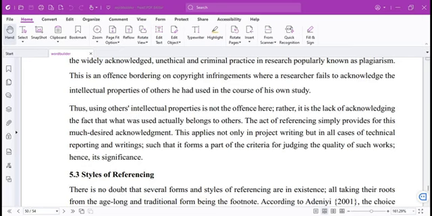It's a normal thing. Somebody has worked in that area before, and you're now working on it. So it's very normal for you to make reference. But where it becomes an offense is where, after making the reference, you don't acknowledge. The act of referencing simply provides for this much desired acknowledgement. This applies not only in project writing, but in all cases of technical reporting and writing, such that it forms a part of the criteria for judging the quality of such work, hence its significance.